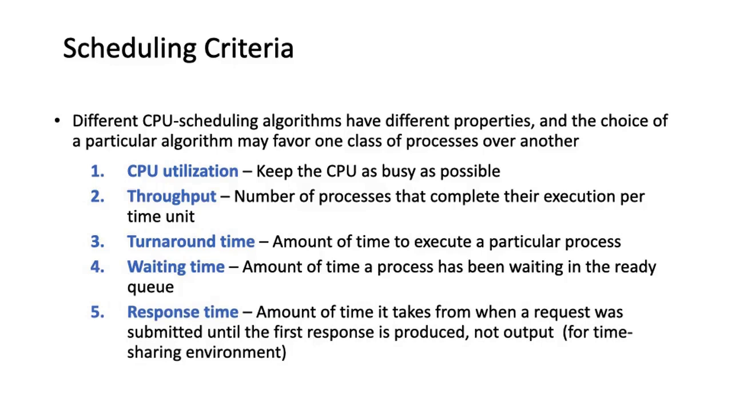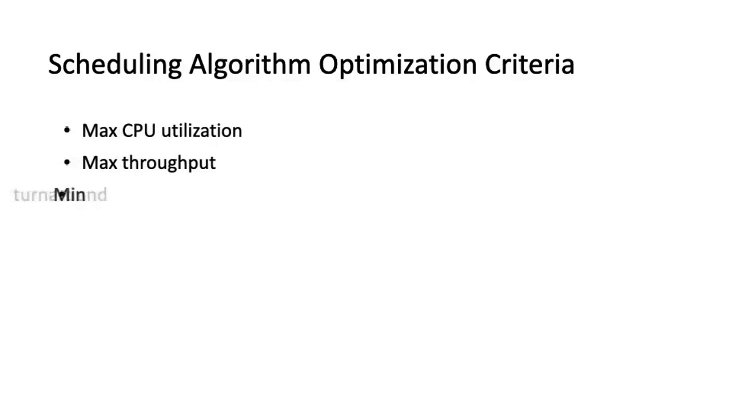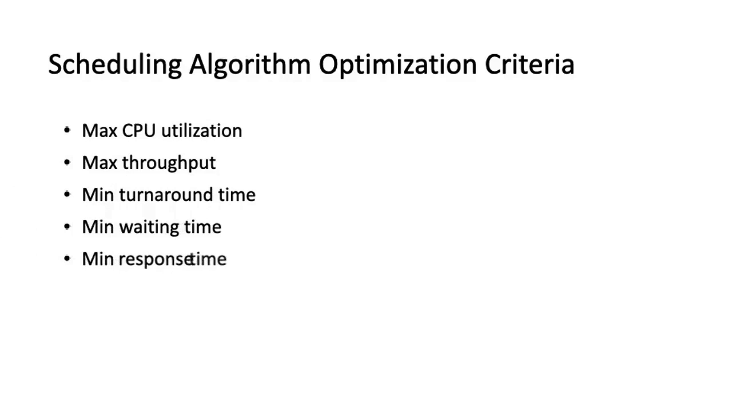In order to optimize scheduling algorithms, those discussed properties should be maintained as follows. Both CPU utilization and throughput should be maximized, and all the other properties, which are turnaround time, waiting time, and response time, should be minimized.